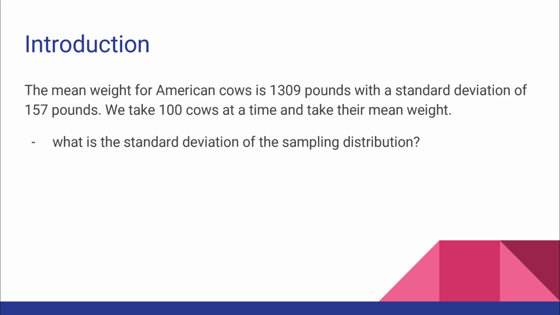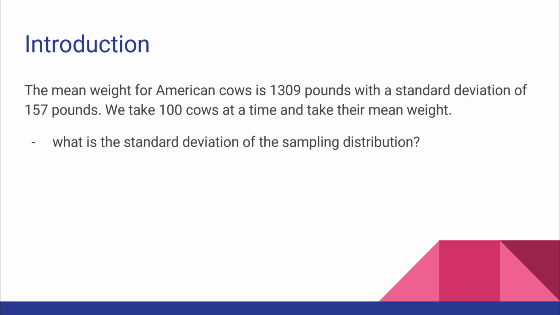So the kind of place that you will need to do inferences on means is for situations like this. Let's say the mean weight for American cows is 1,309 pounds with a standard deviation of 157 pounds. We take 100 cows at a time and find their mean weight. What is the standard deviation of the sampling distribution? Or I could also ask you to make a confidence interval or do a hypothesis test on this scenario.